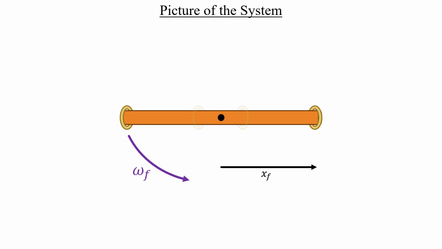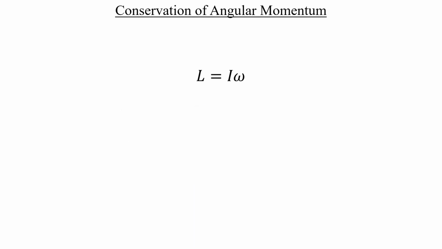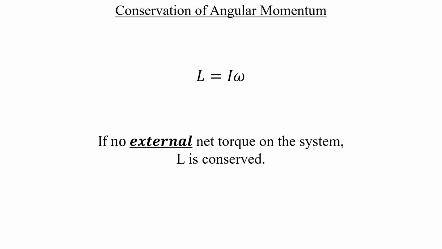To solve this problem, we have to use a quantity that we haven't seen before, and that is angular momentum. There's a couple ways to define angular momentum, as we'll see in the future, but this definition is all that we need for now. And like linear momentum, it's conserved under a special condition. If there's no external net torque exerted on our system, the initial angular momentum will be equal to the final. Let's go back to our picture and see if that applies.